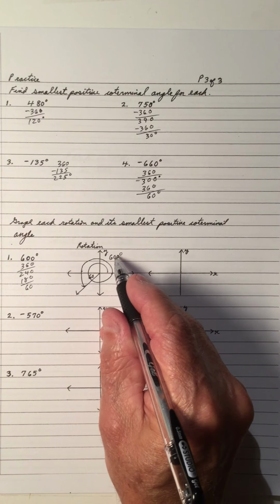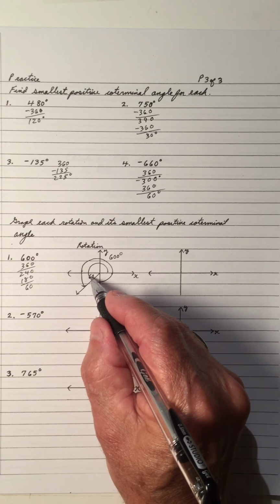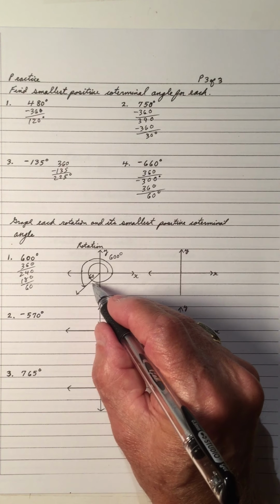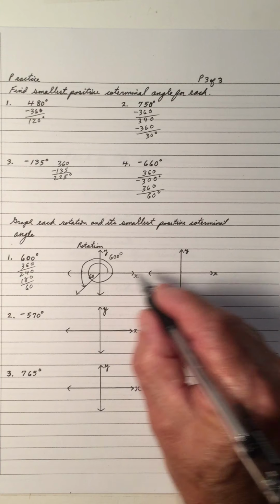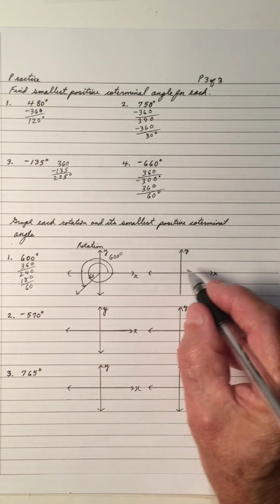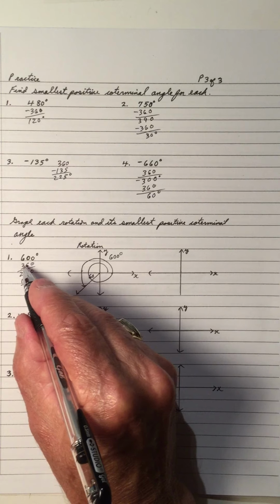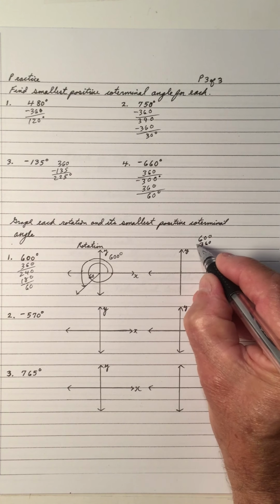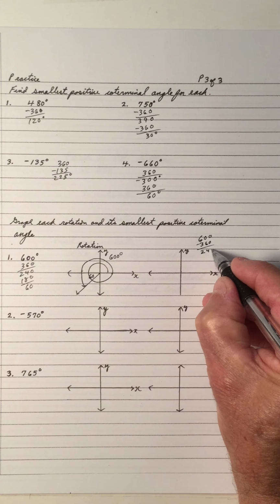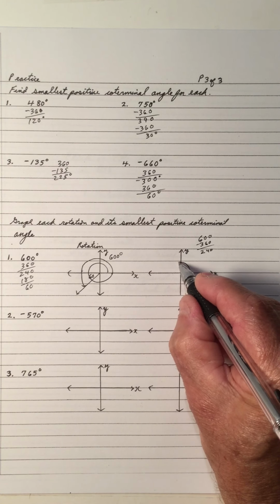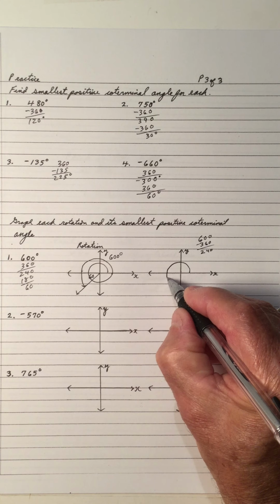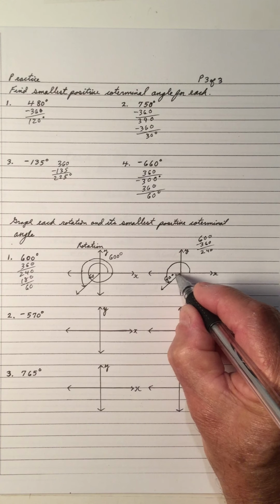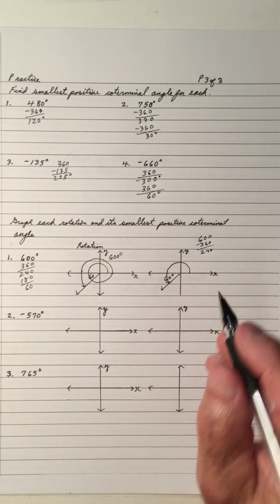Now, I did all those rotations just to get the reference angle of 60. But if I graph its smallest positive coterminal angle, the smallest positive coterminal angle would have been 240. So 600, too large, take off 360, you get 240 degrees. So 240 degrees is 90, 180, and 60 more. So graphing the 240 makes the diagram easier to see.